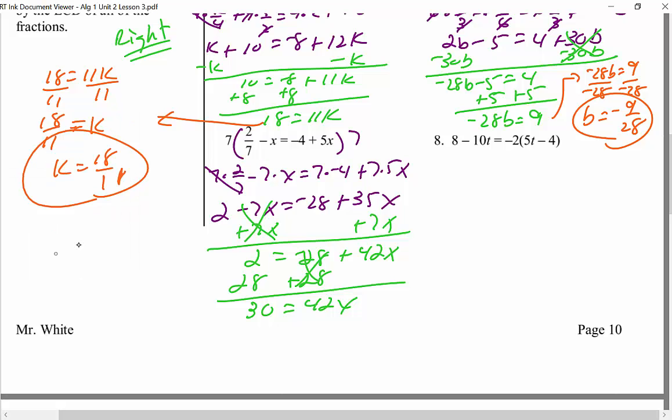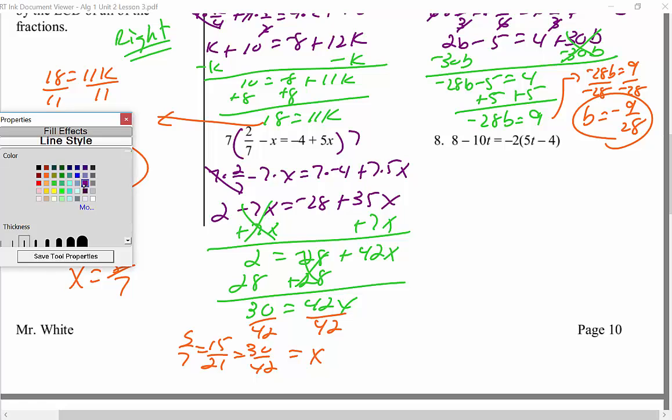We now multiply or divide to get rid of the coefficient of x. So we divide by 42. So x equals 30/42, which if we divide the top and bottom by 2 is 15/21, which if we divide the top and bottom by 3 becomes 5/7. So if I wanted to simplify it, 5/7 is as simple as I can make it.